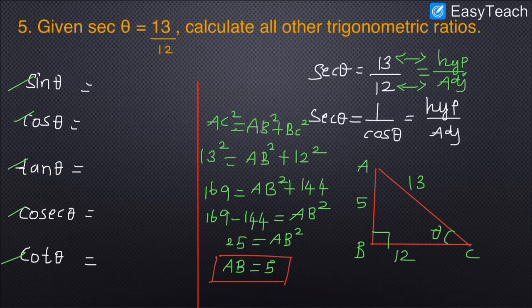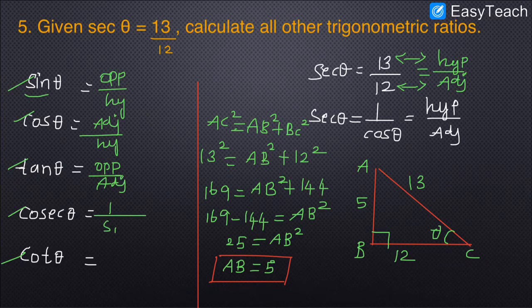So in the next step we are going to find all the trigonometric ratios, right. For sin theta we know it is opposite by hypotenuse. For cos theta it is adjacent by hypotenuse. For tan theta it is opposite by adjacent, which is sin by cos. Cosecant is the reciprocal of sin, and cot theta is the reciprocal of tan. I hope you are able to find the values of all these trigonometric ratios on your own. Hope you understand. Thank you.